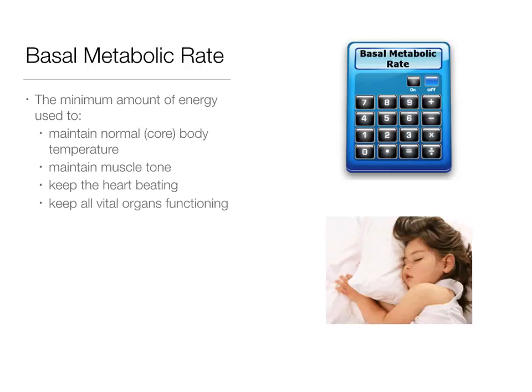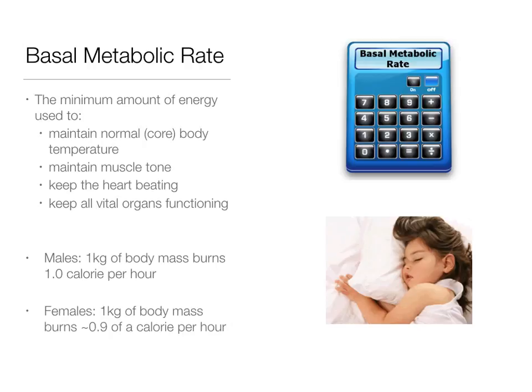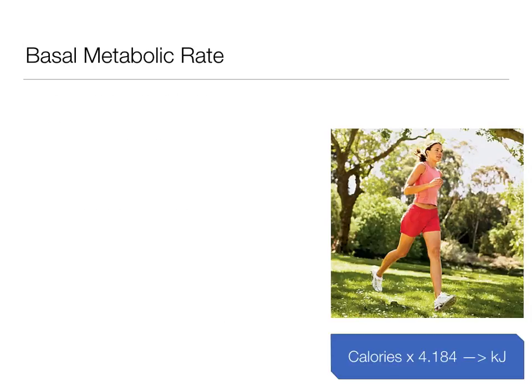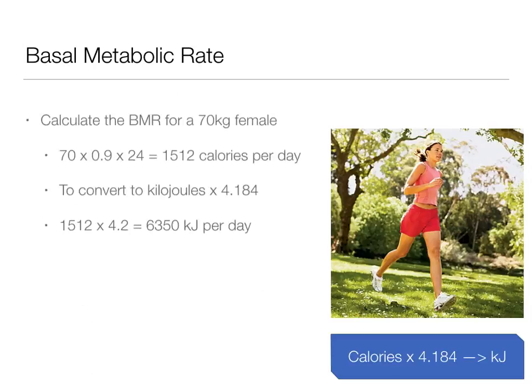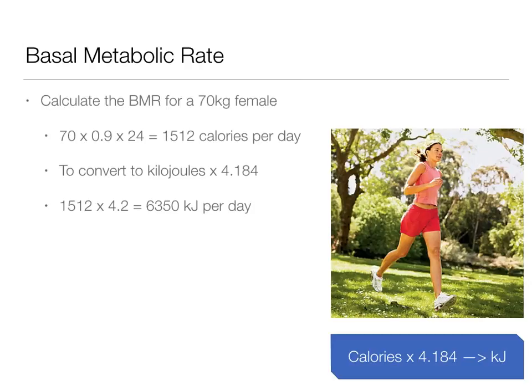BMR is slightly different for males than for females. For males, per 1 kilogram of body mass, 1 calorie is burnt per hour each day. For females, every kilogram of body mass burns slightly less, at about 0.9 of a calorie per hour per day. To see this in practice, we can calculate the BMR for a 70 kilogram female.